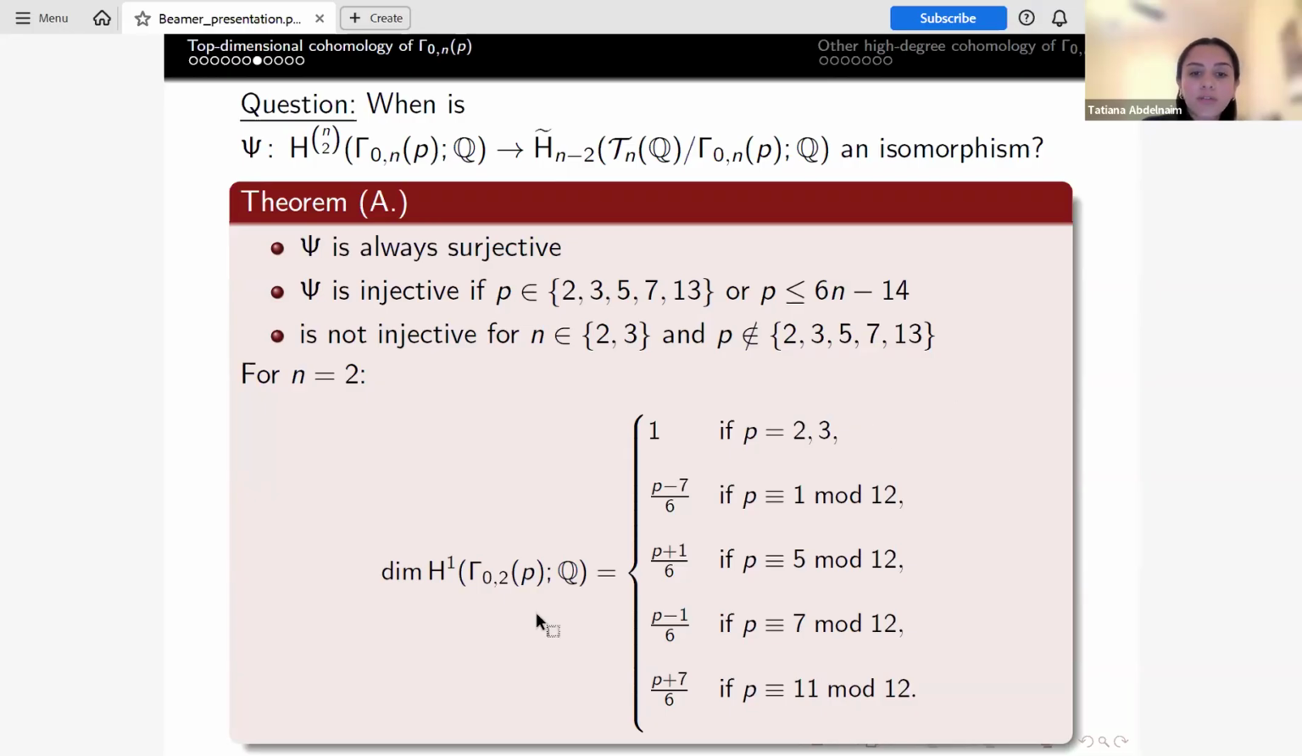Now, this full description for n equals 2 is not a new result. This is already known to number theorists. They compute this using modular forms. I did the computation using chain complexes, so it was a completely different approach.